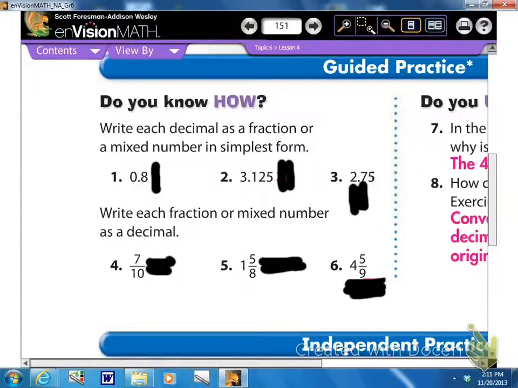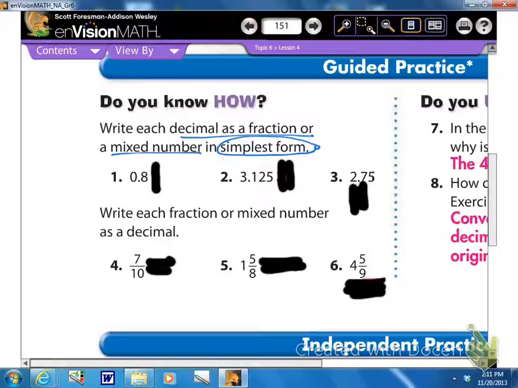Okay, look back on page 151 of the guided practice. Try number 1 and number 4. Number 1, and then pause me. Number 1 is write each decimal as a fraction or a mixed number in simplest form always. I'm going to do that, so go ahead and pause me and then see if you got it right.